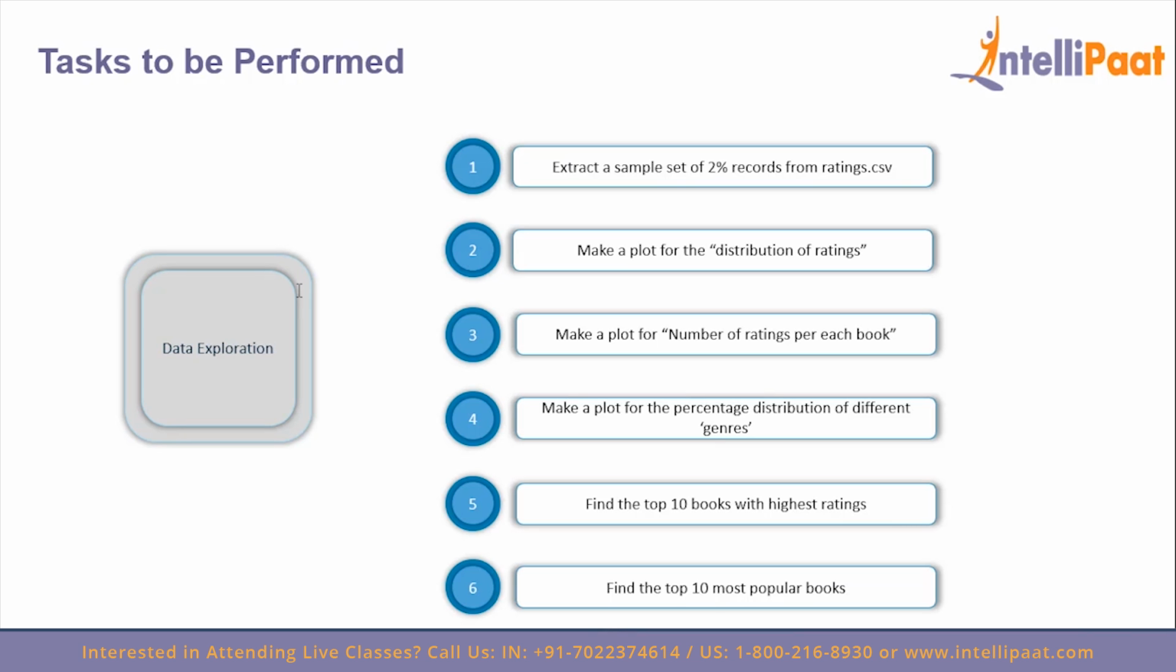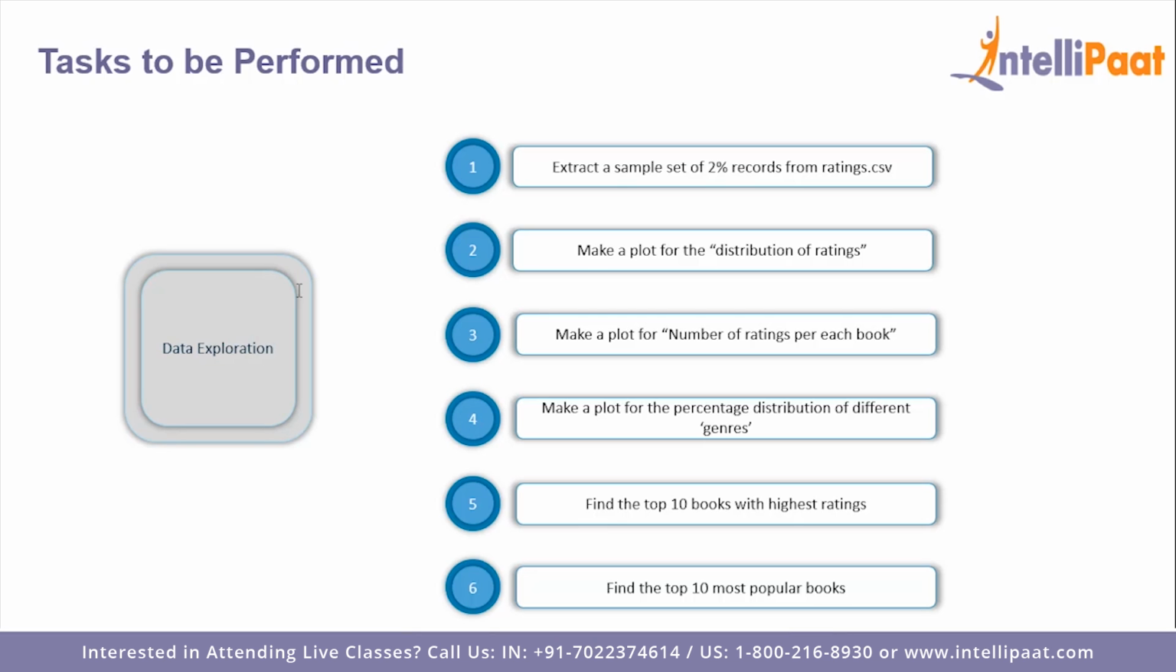In the second phase, we'll do some data exploration. So we'll start off by extracting a sample set of 2% records from the entire data set. Then we will make a bar plot for the distribution of ratings. That is, we'd want to analyze the count of different ratings. After which we'll make a plot to understand how many times each book has been rated. Then we'll make a plot for the percentage distribution of different genres. Going ahead, we'll find the top 10 books with highest ratings. And finally, we'll find out the 10 most popular books.